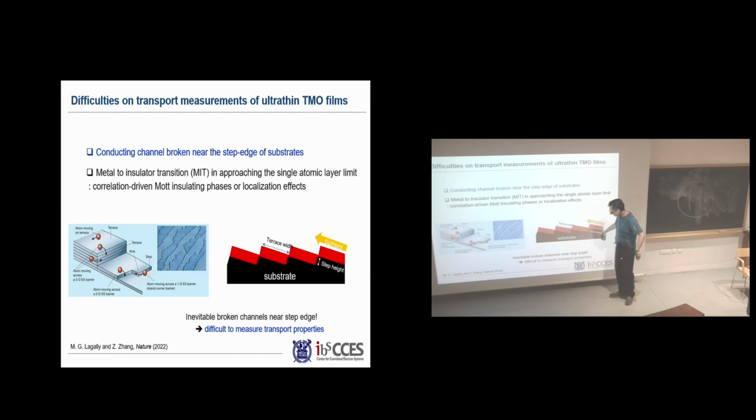So when you deposit something, growth starts from the edges. But when you approach the one unit cell limit, even though it's one unit cell, in some places it is broken down, and in some places the overlayers will become 2 unit cells. So this conduction channel will break down near the step edge of the substrate in the ultra-thin limit. So if you try to do the DC transport, you may get an insulator, but you are not sure whether it's intrinsically insulating or it's all coming from the breaking down of this conduction channel near the step edges.